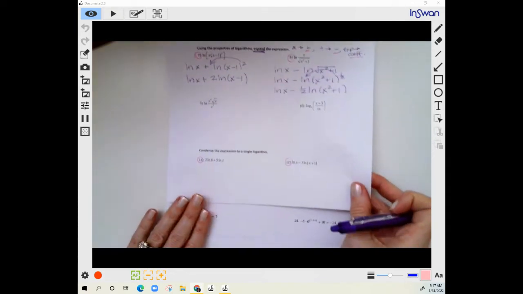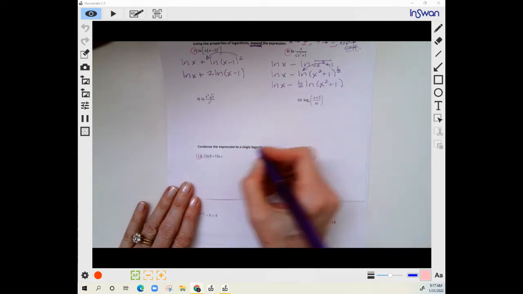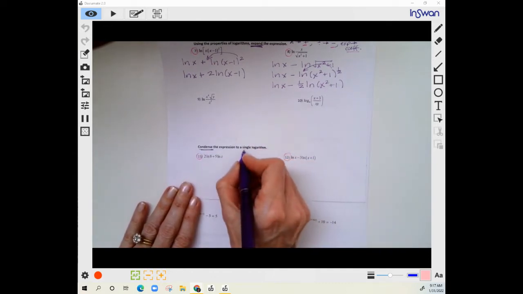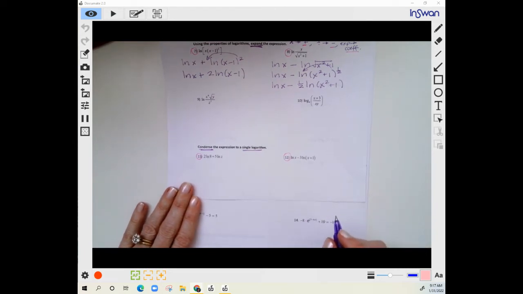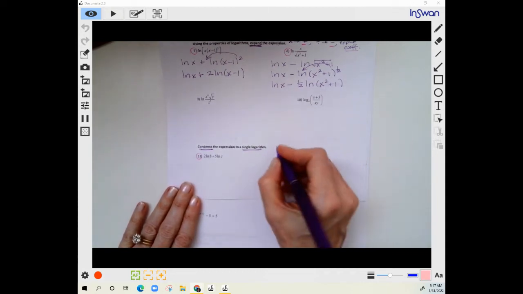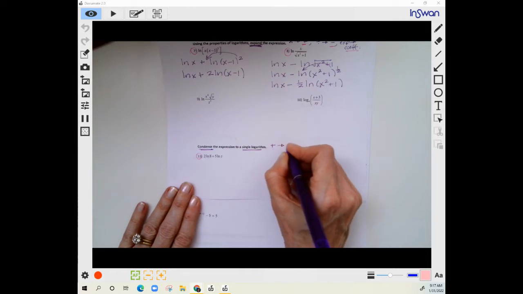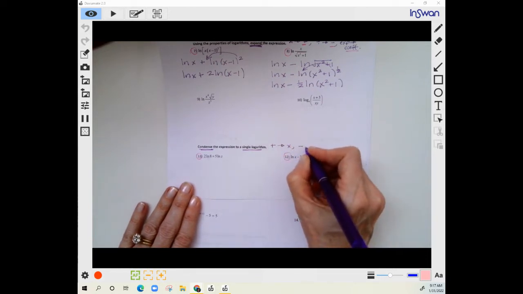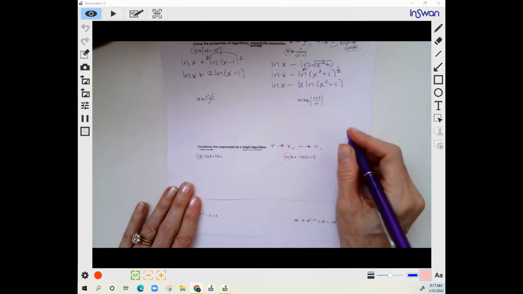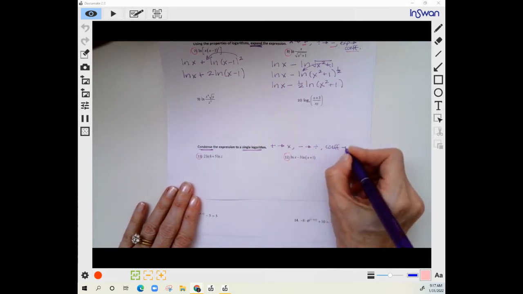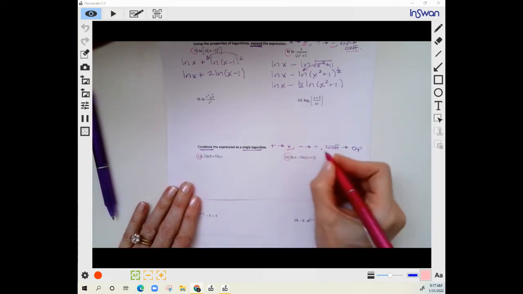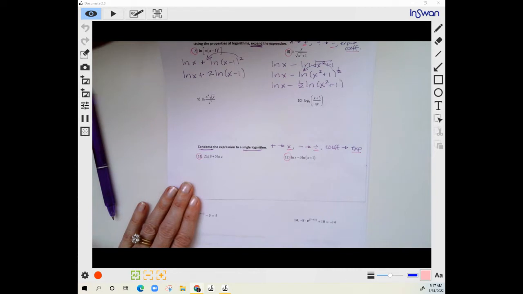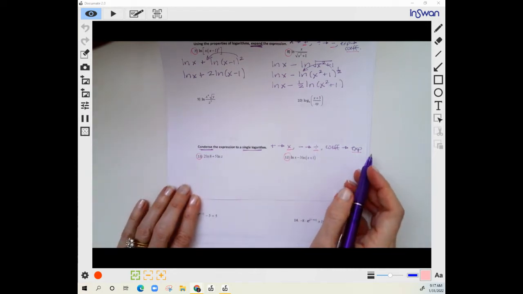The next section is condensing. So we're going the other way. If we are condensing, notice it says single logarithm. That's super important. If you're asked to condense something and you have more than one logarithm in your answer, then it's not right. We're going to condense addition to multiplication, subtraction to division, and coefficients to exponents. So we want to end up with multiplication, division, and exponents instead of addition, subtraction, and coefficients.